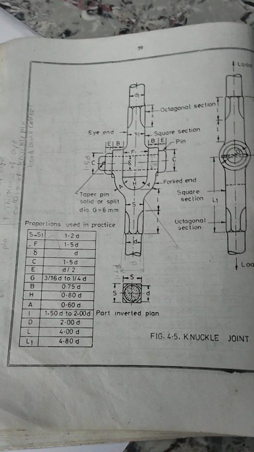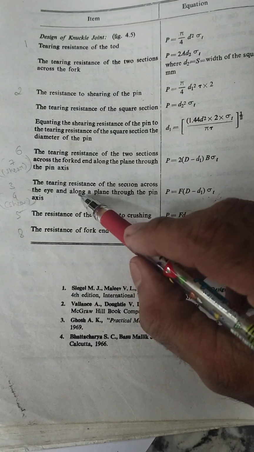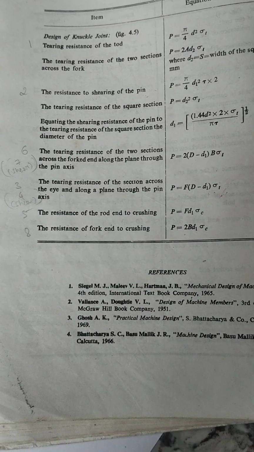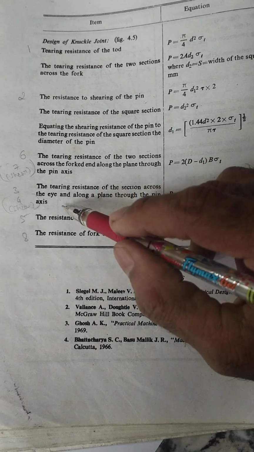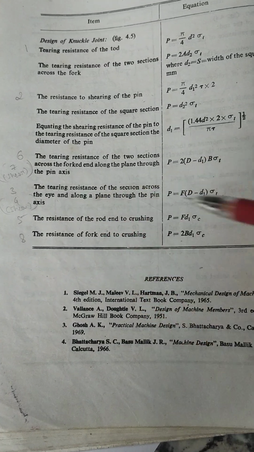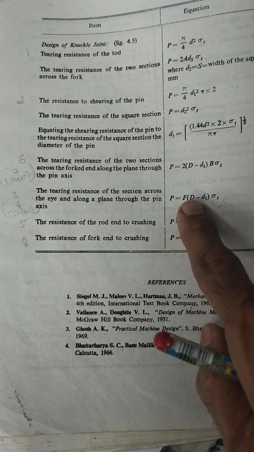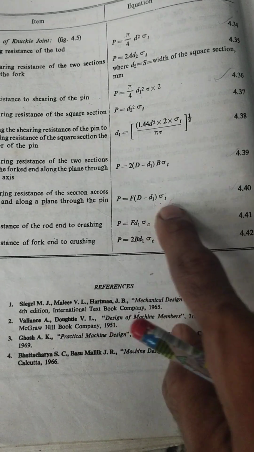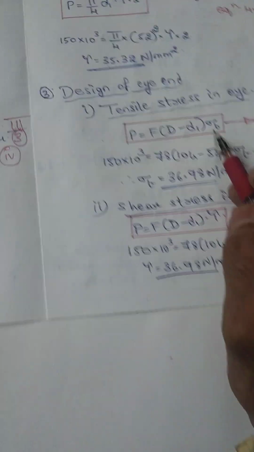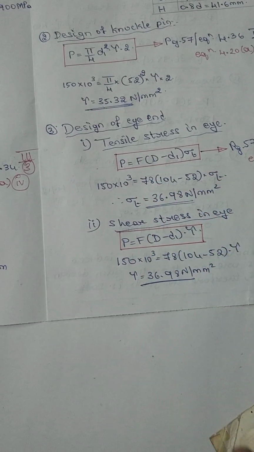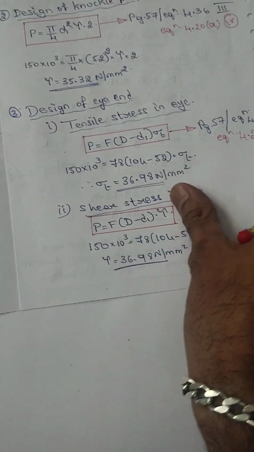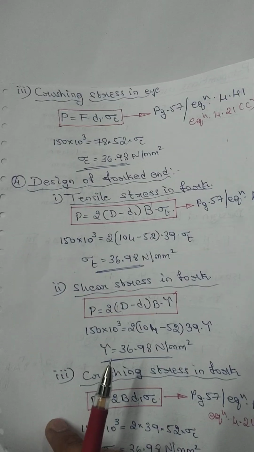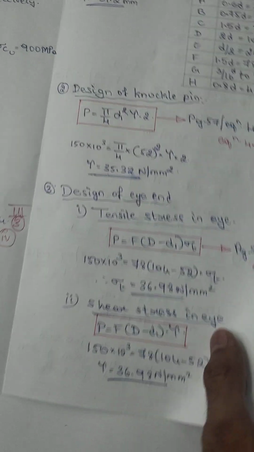The equation is here, the third one: the tearing resistance of the section across the eye end and along a plane through the pin axis, that is P is equal to F into (D minus D1) into sigma T, that is tensile. So here you have to calculate tensile stress, shear stress and crushing stress also. All three you have to calculate.